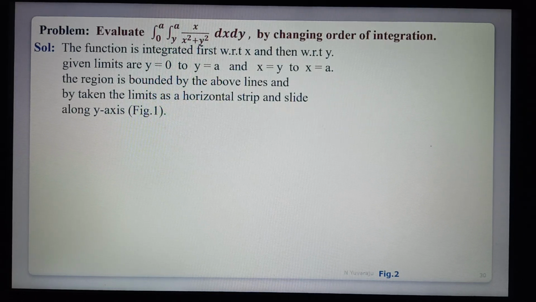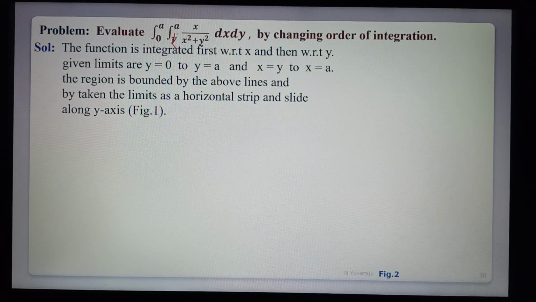That means here the x limits are functions of y, and the y limits are constants. The y limits being constant means the given region of integration consists of a horizontal strip sliding along the y-axis. So the given region of integration consists of a horizontal strip. Now, changing the order of integration means the region of integration has a vertical strip.